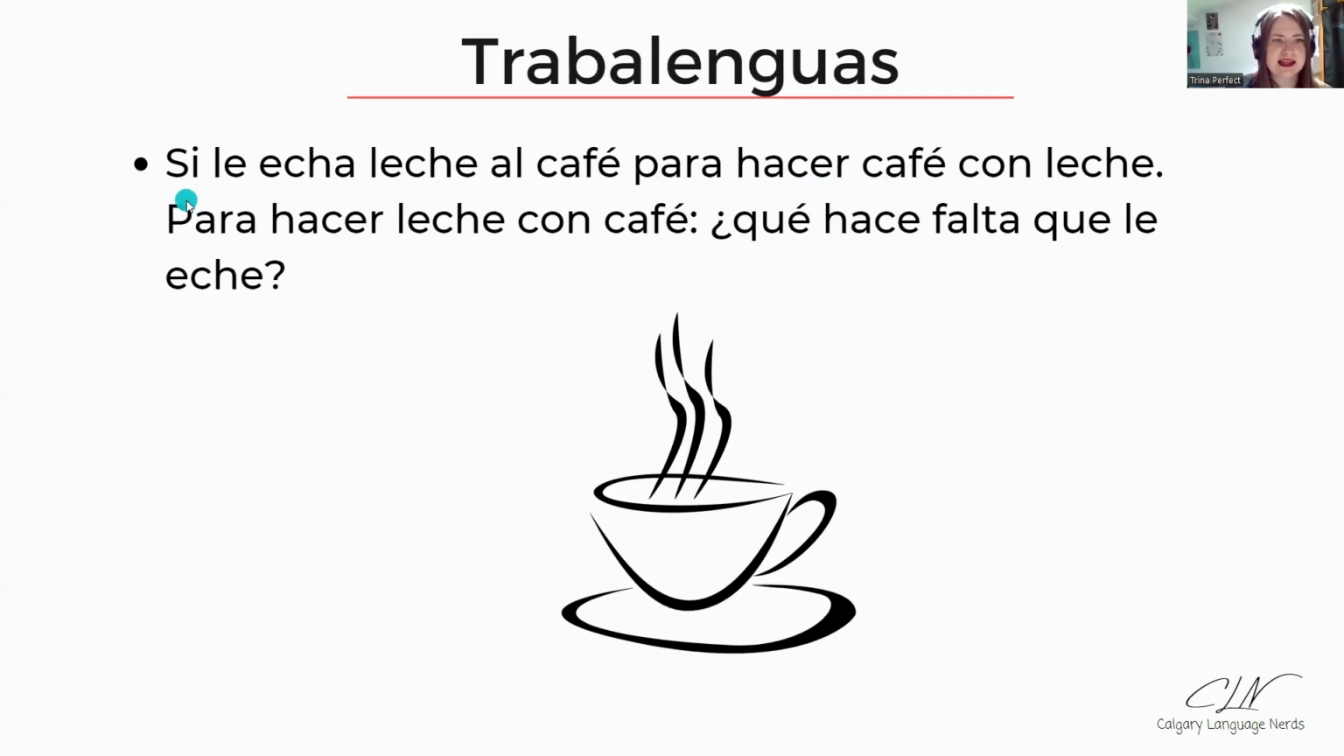Hacer café, si le echa leche al café para hacer café con leche. So, you put milk in the coffee to make a latte, to make a coffee with milk. Para hacer leche con café, so to make milk with coffee, ¿qué hace falta que le eche? So, ¿qué hace falta que le eche? What is needed for me to pour into it. So, entonces, vamos a intentar leerlo. Let's try to read it. Si le echa leche al café para hacer café con leche, para hacer leche con café, ¿qué hace falta que le eche?